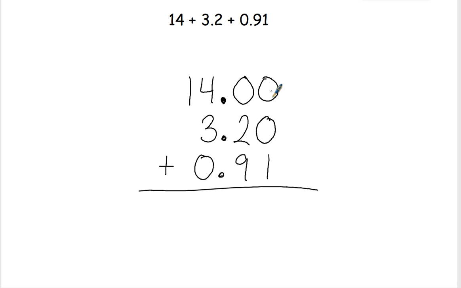Okay, so we have 1, 2 plus 9 is 11, carry the 1. Decimal point comes straight down. 1 plus 4 is 5, plus 3 is 8, and we have 1. So 18 and 11 hundredths.